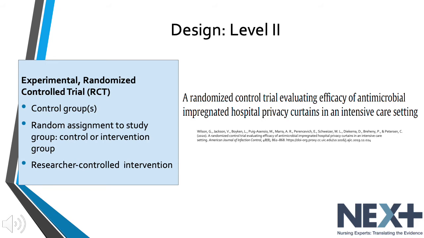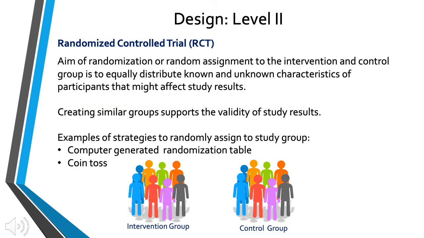Next, we'll talk about random assignment or random allocation to study group. Random assignment to study group supports similarities between the intervention and control group, and internal validity is supported. When groups are similar, researchers can be relatively certain that any difference in the study outcome was caused by the intervention and not differences between the study groups.